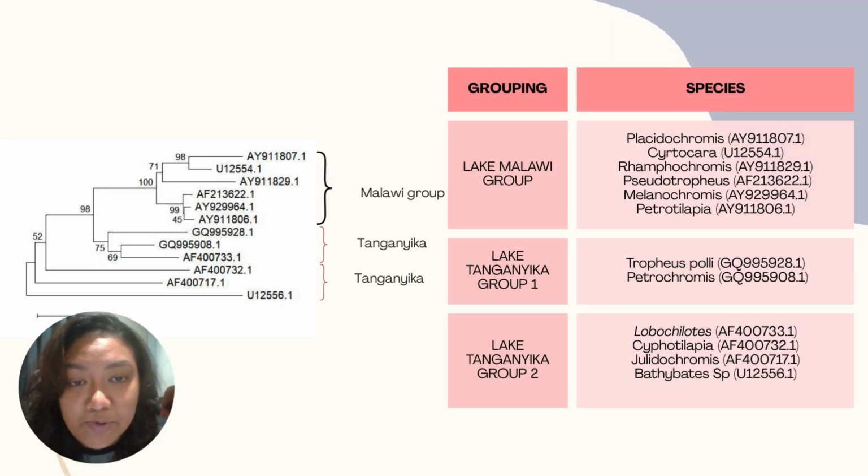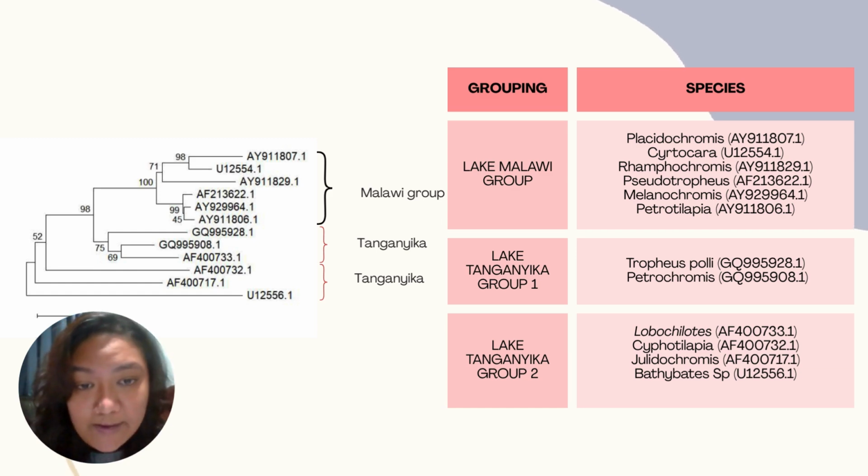We have the Pseudochromis, Cytocara, Rhampochromis, Pseudotropheus, Melanochromis, and also Petrotilapia. For Lake Tanganyika, we have Tropheus polli and also Petrochromis. For Lake Tanganyika Group 2, we have Lobochilotes, Cyathopharynx, Julidochromis, and also Bathybates sp.